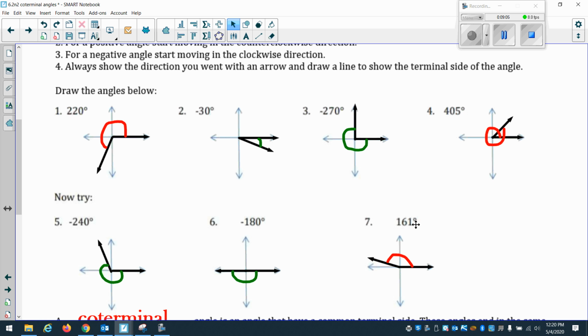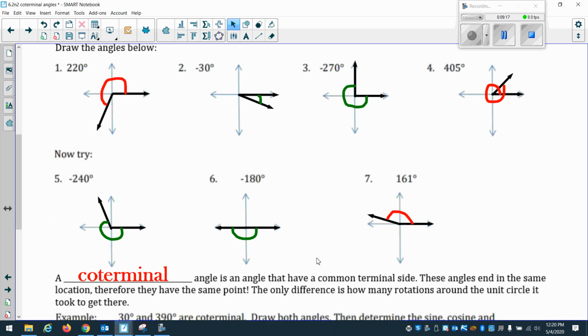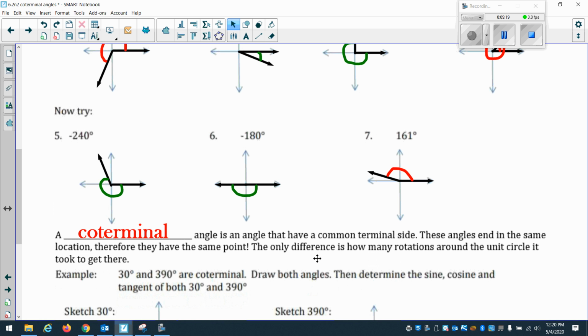Now 161 falls within the unit circle. So again, I used red because we're going in the counterclockwise direction. It ends up in the 2nd quadrant. So some definitions for you. A coterminal angle is an angle that has a common terminal side, meaning where they end up. These angles end in the same location, therefore they have the same point, meaning their coordinates are exactly the same. The only difference is how many rotations around the unit circle it took to get there.